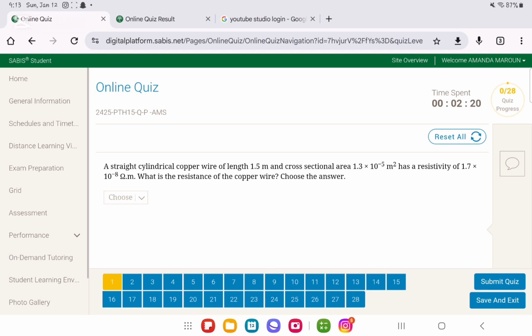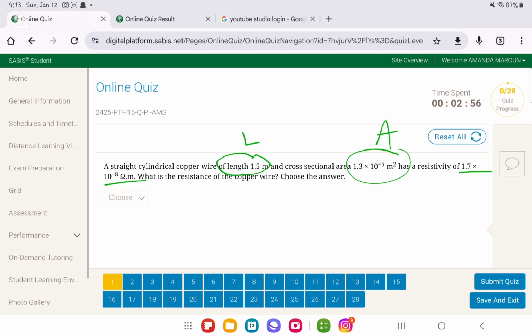Okay, it's here. So a straight cylindrical copper wire of length 1.5 meters. We are given our length in meters, so we don't need to change anything. And cross-sectional area 1.3 times 10 to the power of negative 5 meters squared. It's also in meters squared, so we do not need to change anything. Has a resistivity, we are given resistivity. It's in ohm-meters, so good. There's nothing we need to change. There are no conversion factors that we are going to apply here. What is the resistance of the copper wire?